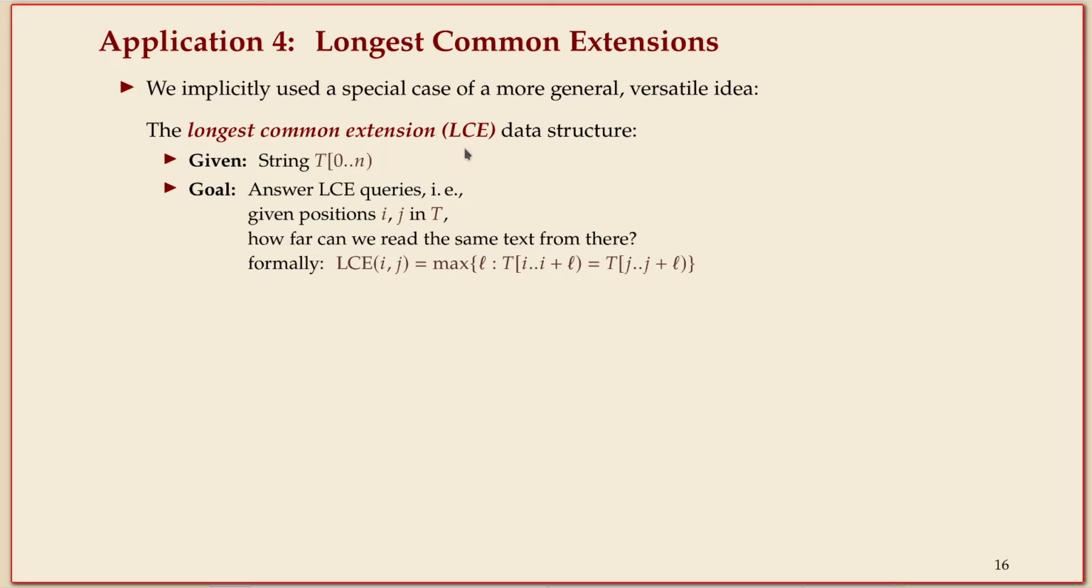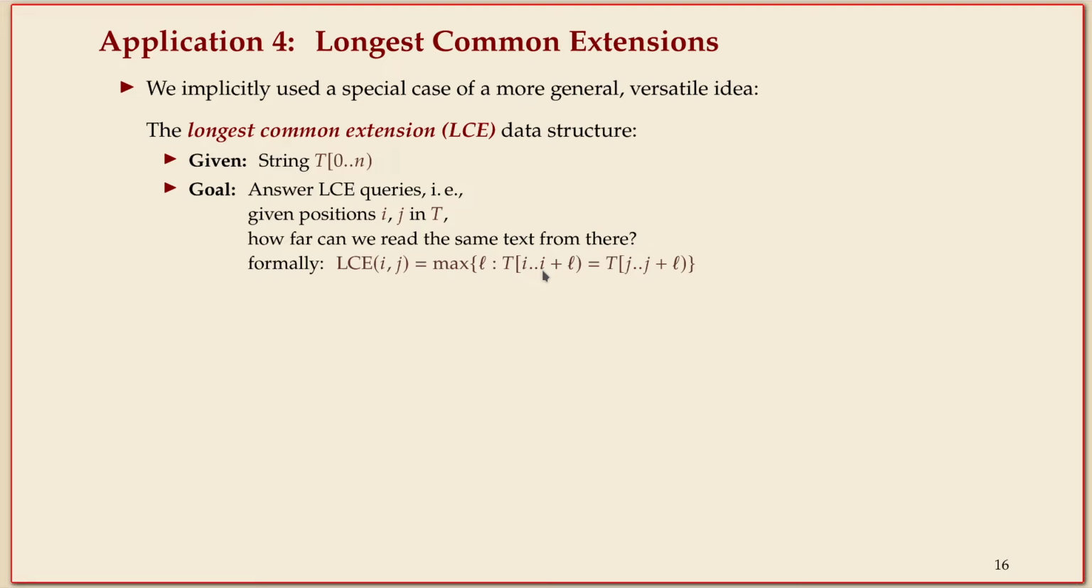Longest common extensions, again, have a text as input. And then at query time, so as always for data structure problems, I give you the text up front. You can do your magic on the text up front and take notes. You can build a data structure from it. And then later I'll ask you LCE queries, longest common extension queries, which consist of two positions, i and j, in the text. And you have to tell me how many characters can I read from these positions so that what I read is the same string. How long can I extend the same string from these two positions?